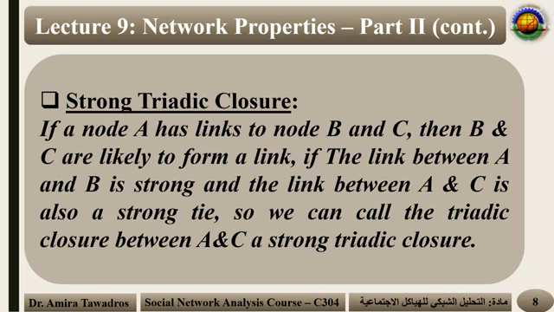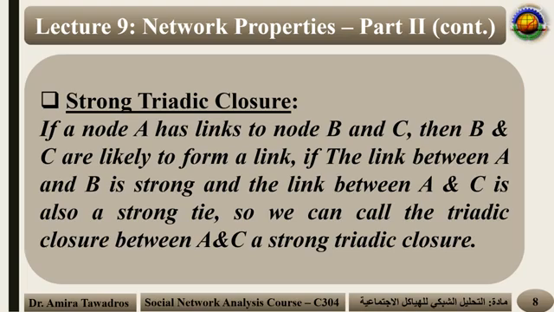But if the link between A and B is strong, and the link between A and C is also a strong tie, then we can call the triadic closure between B and C a strong triadic closure. So this is the same concept of triadic closure that we have studied before, but now we can differentiate between strong triadic closure and regular triadic closure.